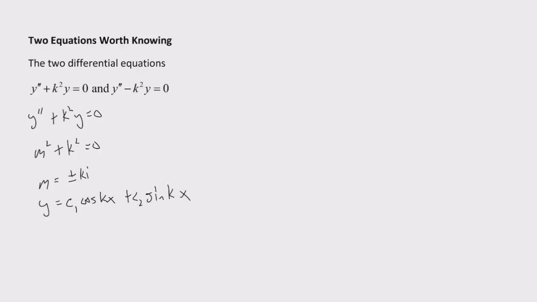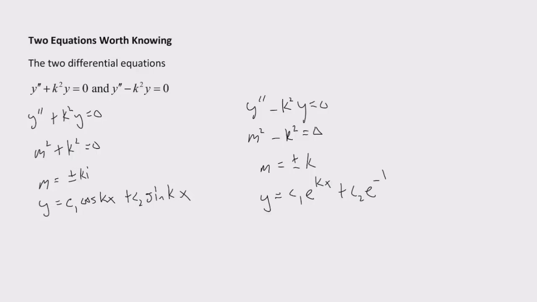Okay, that's nice. For this other one, give me a minute here to walk you through the logic on the other case. So y double prime minus k squared y equals 0. So our auxiliary would be m squared minus k squared equals 0. So that means m is equal to plus or minus k. Okay, so that means our general solution looks like y equals c1 e to the kx plus c2 e to the negative kx.